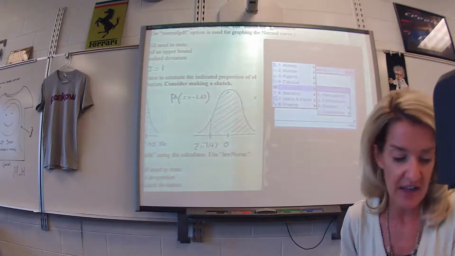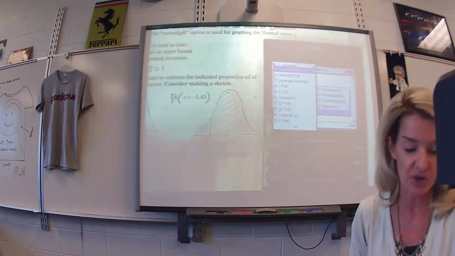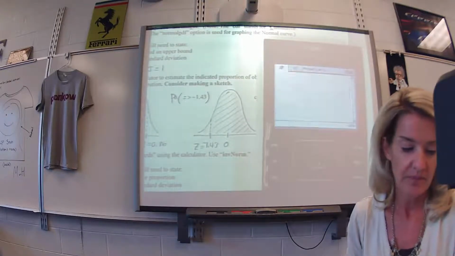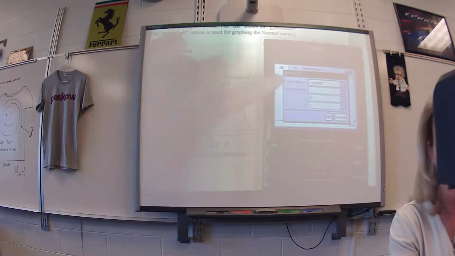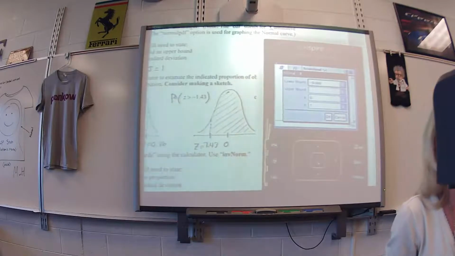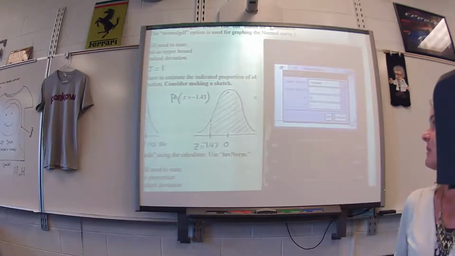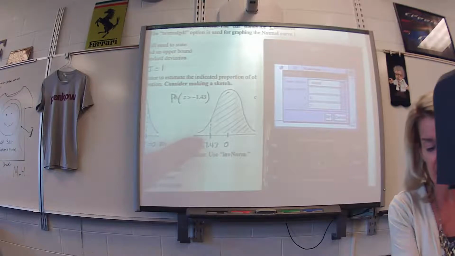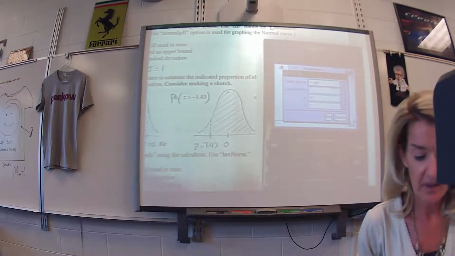Distributions, option 5. And there it is, your normal CDF, option 2. All right, now this one is going to be in reverse. Right now it comes and says the lower bound is negative 9 times 10 to the 999th power. Okay, that's more negative infinity than the other one was. But that's not my left bound this time. My left bound is negative 1.43.